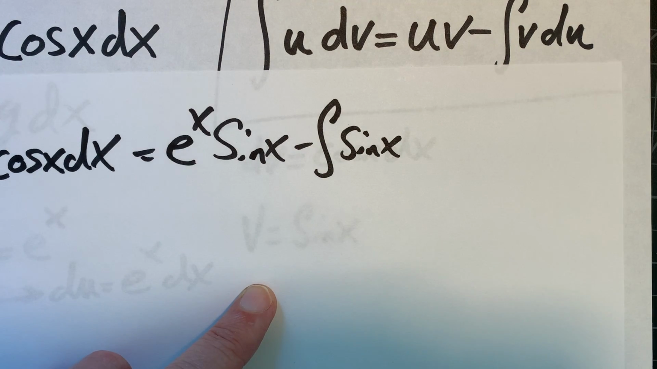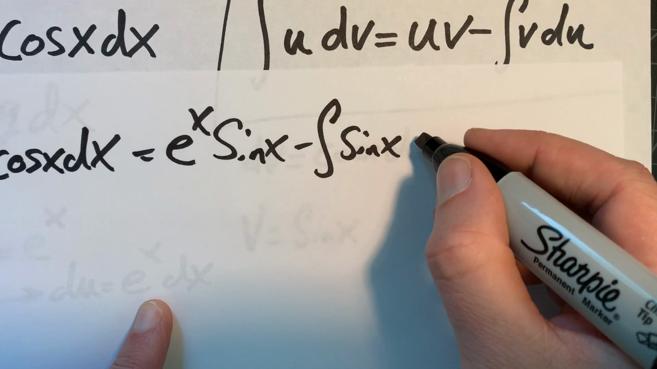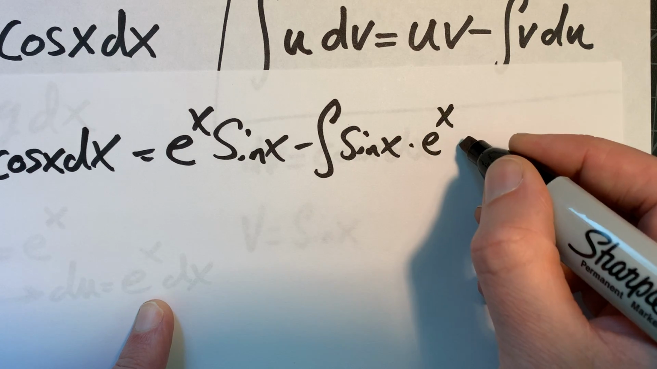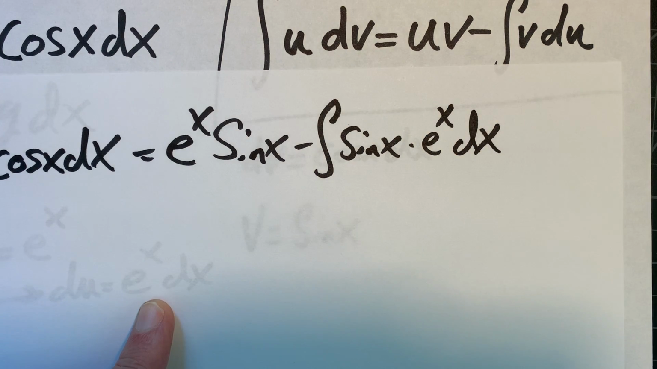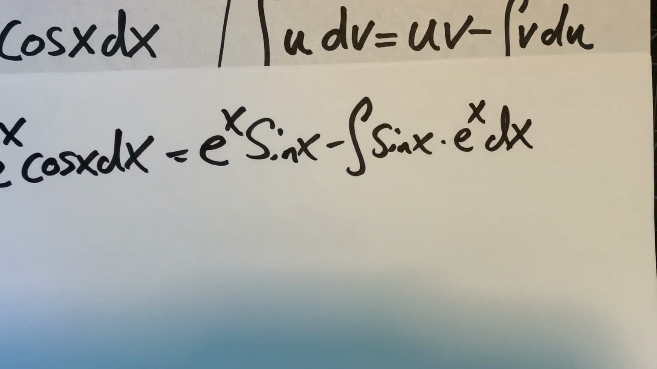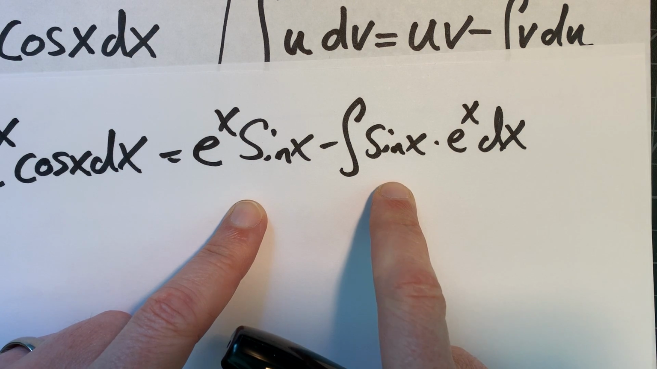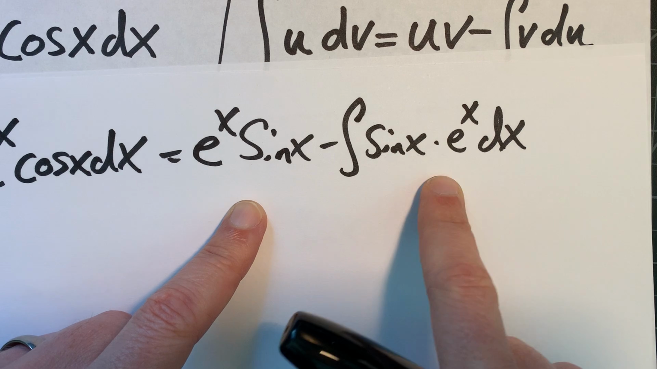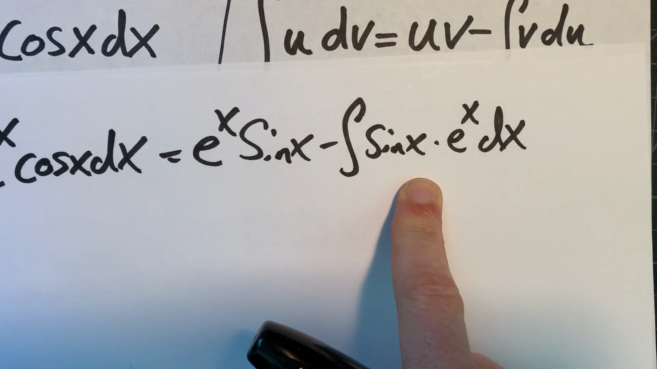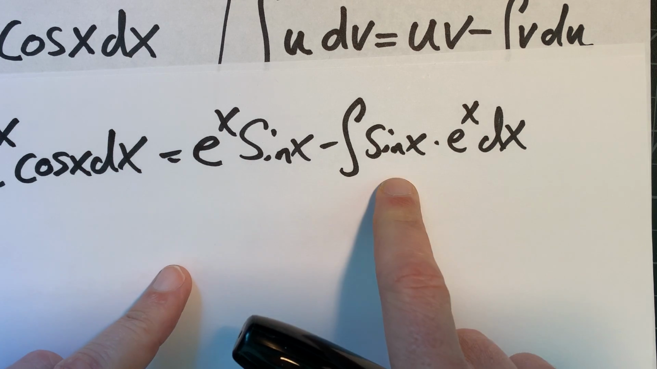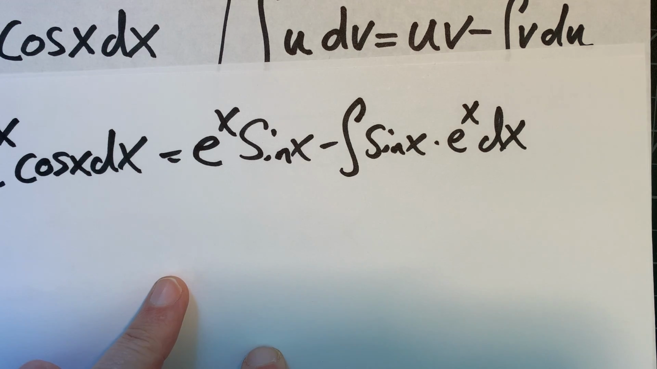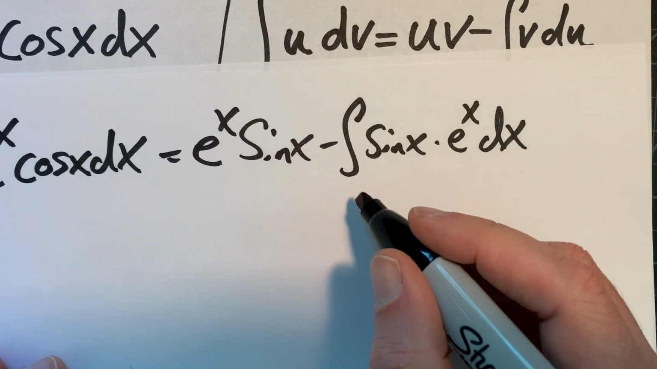And then from there, we want to integrate v, which is sine x, times du. What was our du? It was e to the x dx. All right. Well, that's kind of strange because we have another situation here. We have sine of x times e to the x. It's pretty much the same thing all over again, except now we have sine x instead of cosine x. So I've got to do it again.